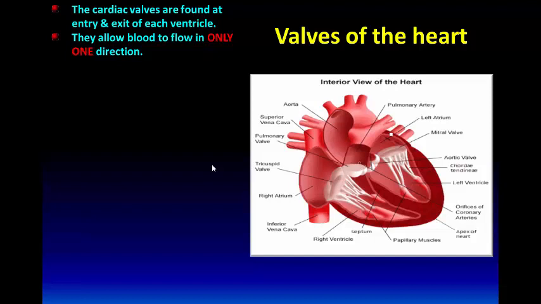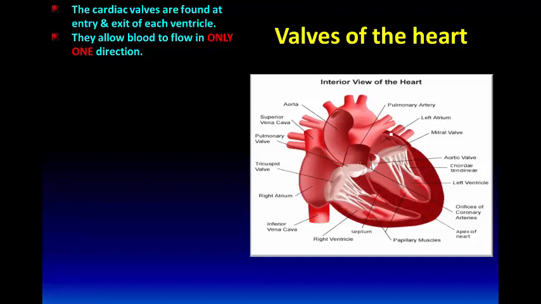In the heart we have valves at the entry and exit points of the ventricles. The valves which we have at the entry points of the ventricles are the atrioventricular valves. The tricuspid valve at the entry point of the right ventricle between the right atrium and the right ventricle, and the bicuspid or the mitral valve at the entry of the left ventricle between the left atrium and the left ventricle. And we have also valves at the exit points of the ventricles.